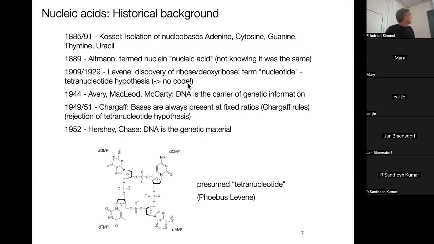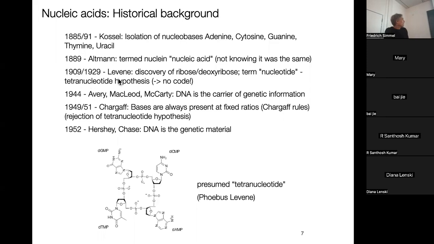But then, of course, adenine, cytosine, guanine, thymine, and uracil, these are the bases, but in DNA you have bases, you have a sugar unit, and you have the phosphates, and we come to this later. So Levene later discovered the sugars that are a part of the DNA or nucleic acids, ribose and deoxyribose. And he also chose the term nucleotide, which is used for the combination of the sugar and the base and the phosphate.